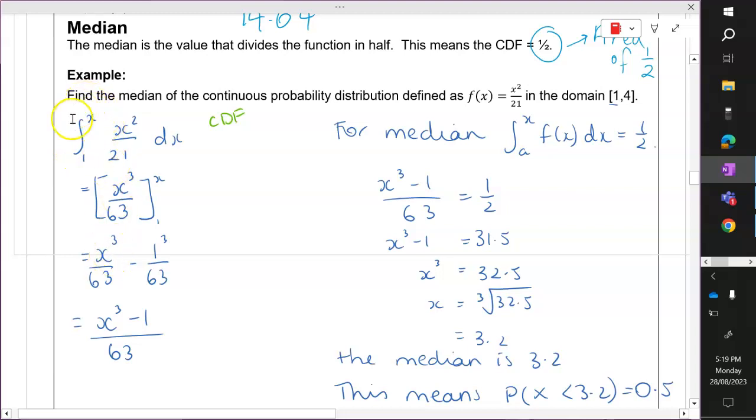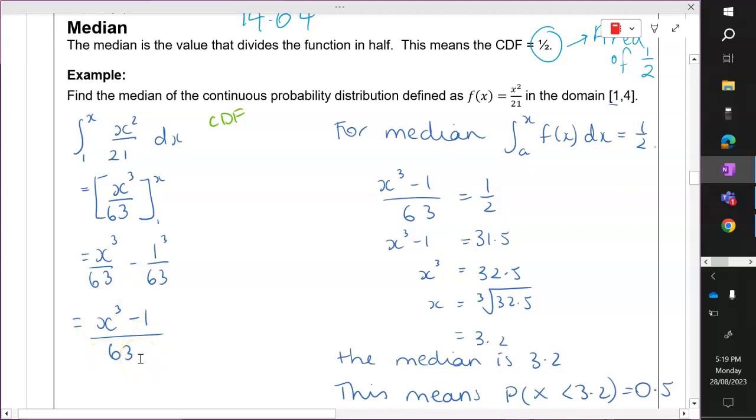And because we don't have a top value, we don't know what that x is in terms of the value on our domain that will cut off an area of a half. So we have to pop that in as an x. So x cubed on 63 it'll be, because we've added 1 to the index and divided by the 3. 3 times 21 is 63. Pop in the x, take away what we get when we pop in the 1, and we're down here. Or you can neaten it up as x cubed minus 1 on 63.